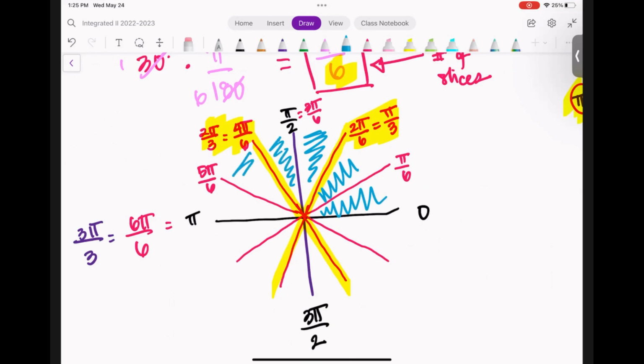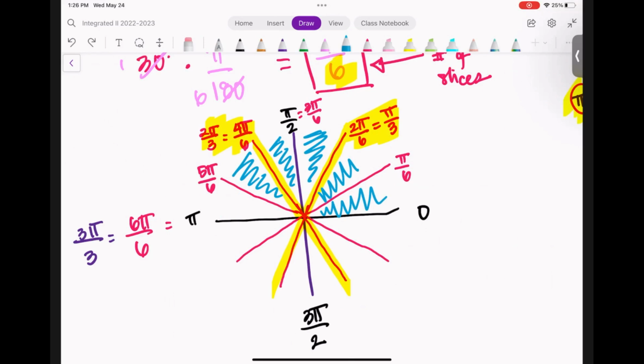Here's my piece. Here's your piece. Here's their piece, whatever. And then someone comes and eats a slice. Does everybody see how that has to be 5 pi over 6? Doesn't that make so much sense?